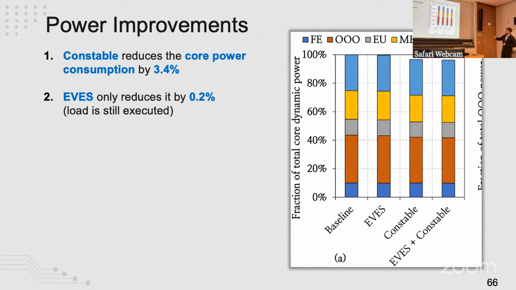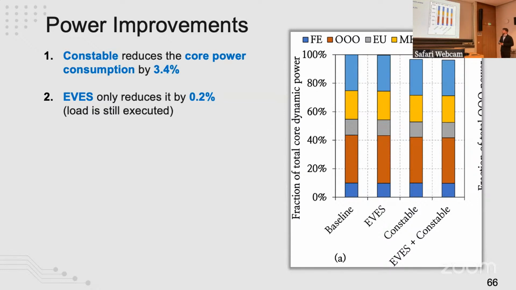Limiting the resource utilization, of course, entails some power improvements. As we can see in that figure, Constable reduces the overall core power consumption by 3.4%, while Eves only reduces it by 0.2%, because Eves needs to execute the load instruction in order to verify that our speculation was correct.